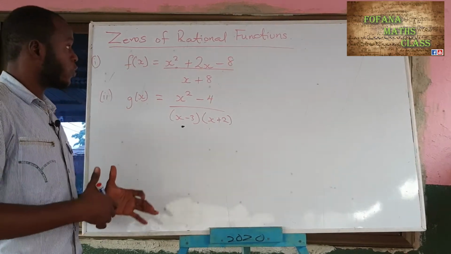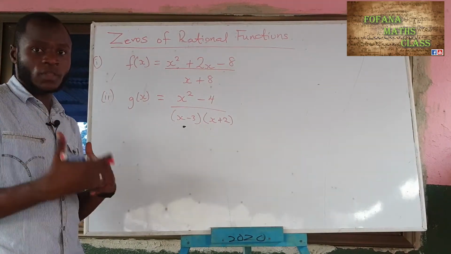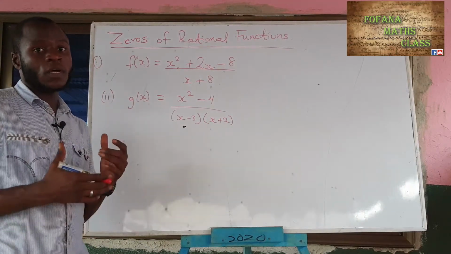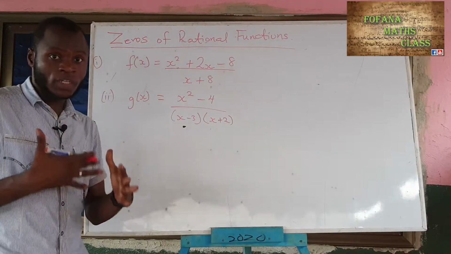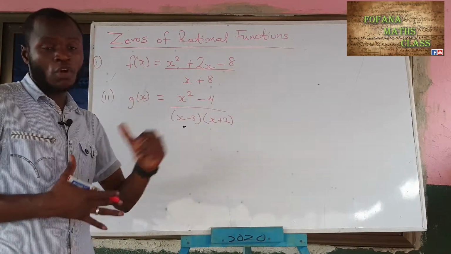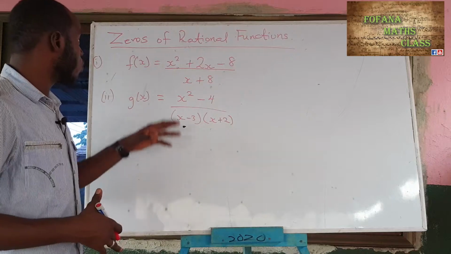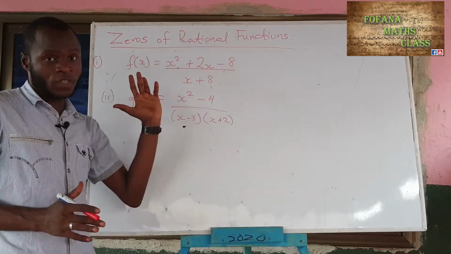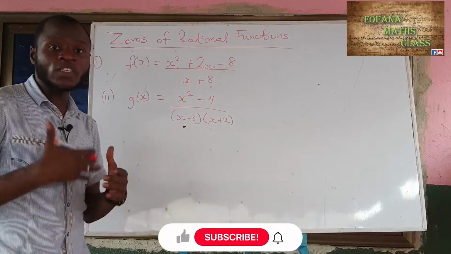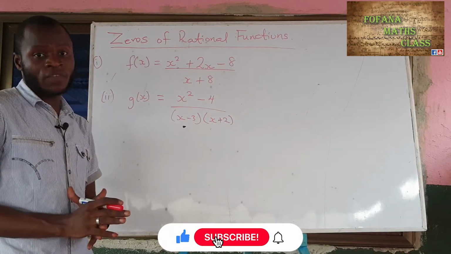In our previous videos we started with rational functions, and we looked at the definition of a rational function. We looked at the domain of a rational function as well as the range. Today we are going to look at the zeros of a rational function, because you can be given a question and asked to find the zeros of that particular rational function.